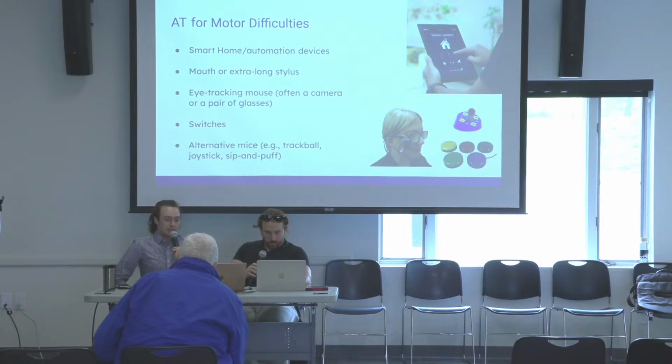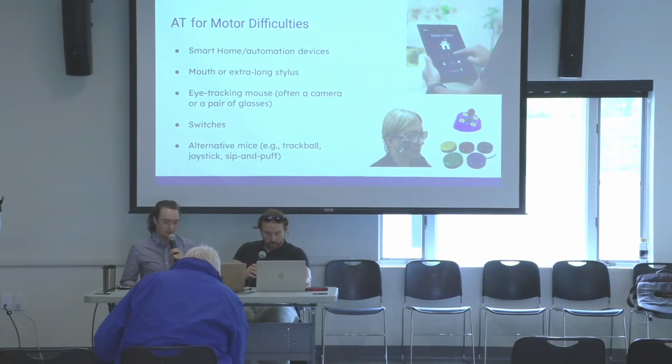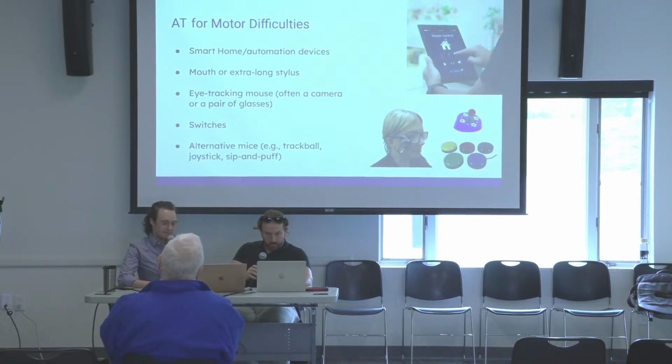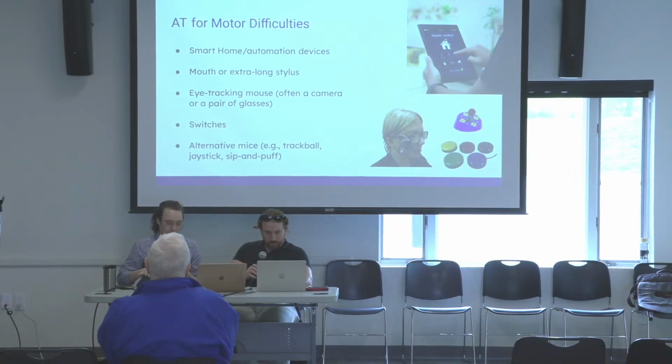Switches, these are just big buttons, and you can program them to do a certain action, like click. You can even set this up for a whole video game and have different actions associated with each button. And then there are also alternative types of mice that are less sophisticated than eye tracking. A trackball mouse you control via a little ball that rolls in place. So you're not moving the mouse around on your desk, you're just moving this little ball, and your hand's not going all over the desk.